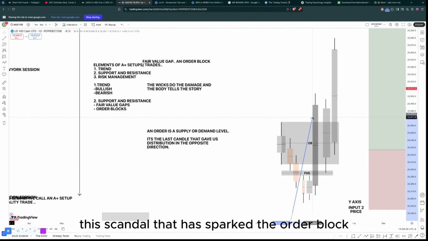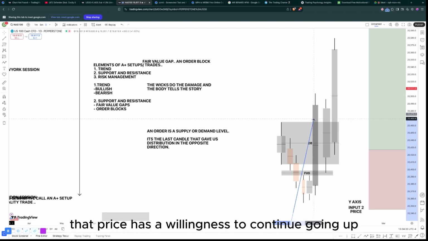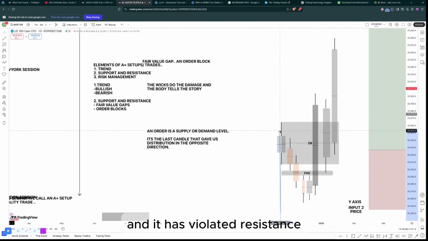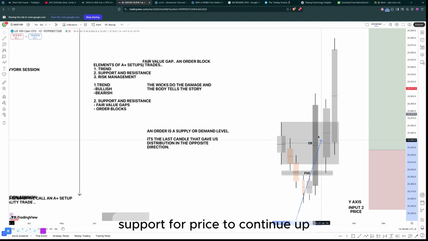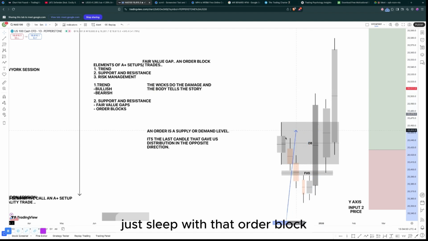This candle that has purged the order block is telling us a story, and that story is that price has a willingness to continue going up because it's a thick candle and it has violated resistance. So that means this point of resistance is going to turn into a point of what? Support for price to continue up. So that's why when a candle closes above that order block, just label that order block.